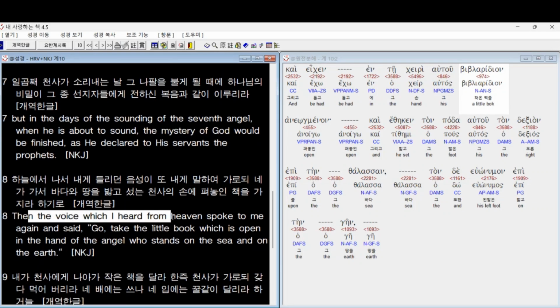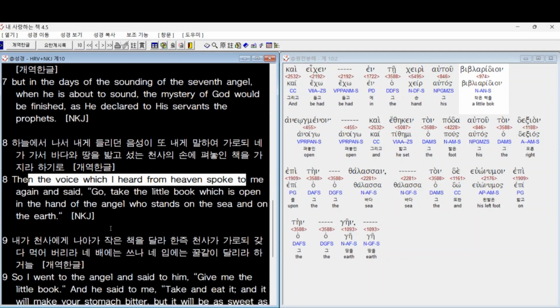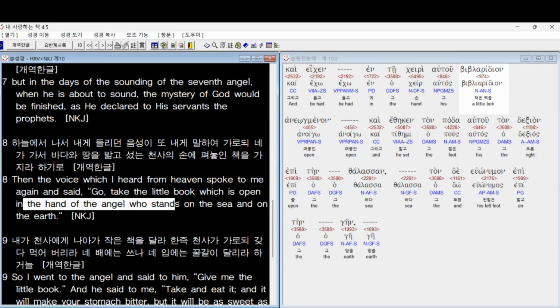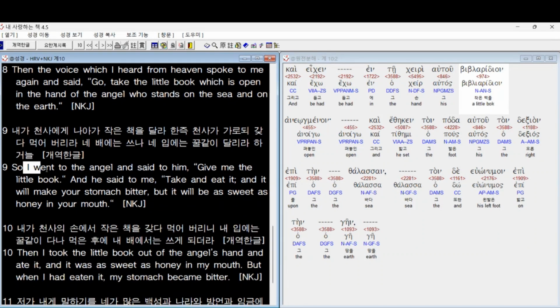Then the voice which I heard from heaven spoke to me and said, go take the little book. Which means, heaven, open your ear, the earth, hear the word of God. By taking the little book, neuter book, which is open in the hand of the messenger who stands on the sea, on the earth. So I went to the messenger, said to him, give me the little book. He said to me, take and eat it.